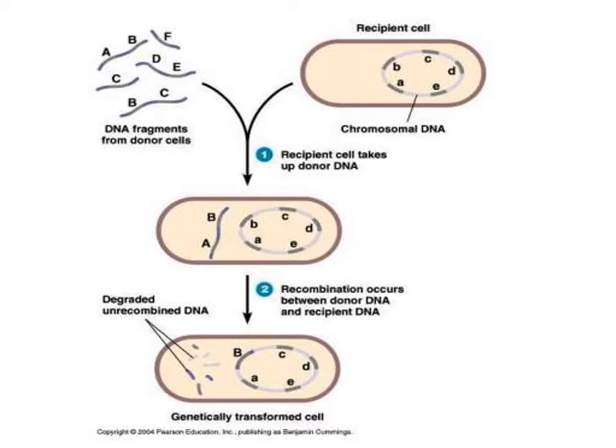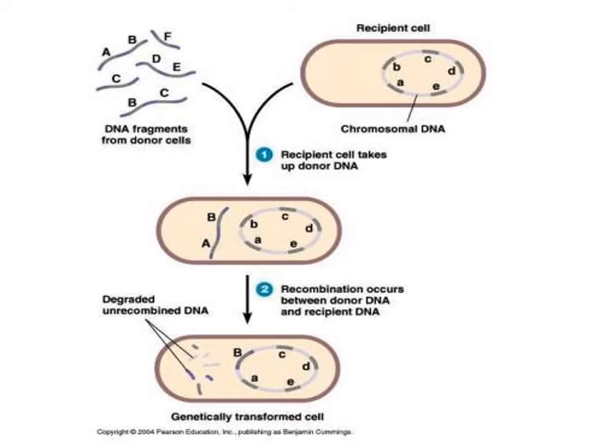Okay, so we need to set up a selection. We have here a recipient cell, which is deficient for A, B, C, D, and E. So that particular cell might be auxotrophic for multiple things, or it might have other genetic markers that we can then easily identify. So what's going to happen is that the DNA fragments from donor cells will go inside the recipient, more or less at random. The recipient cell takes up the donor DNA.